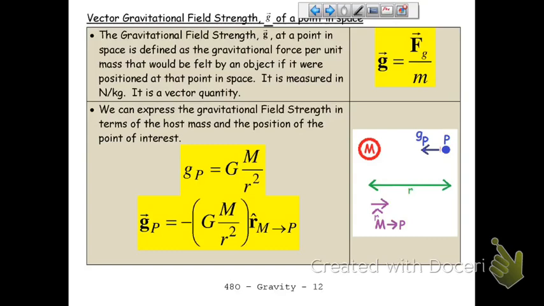We can express the gravitational field strength in terms of the host mass, that's the planet, and the position of the point of interest by saying g is equal to big G, big M over R squared. And if I want to do it vectorially, I'd go, again, big G, big M over R squared times the unit vector. And there's my unit vector there. And there's the gravitational field, and the unit vector point in opposite directions, so that's where that minus sign gets justified. Yeah. Same scale, isn't it? Same kind of thing.